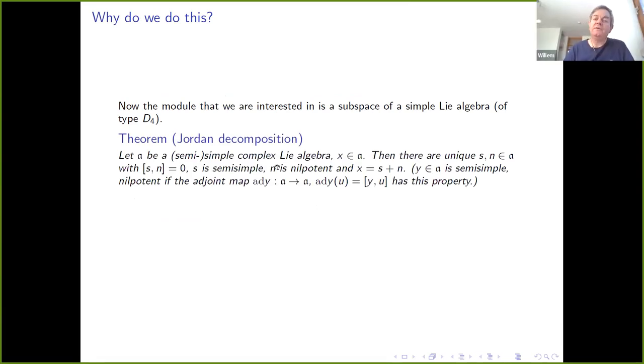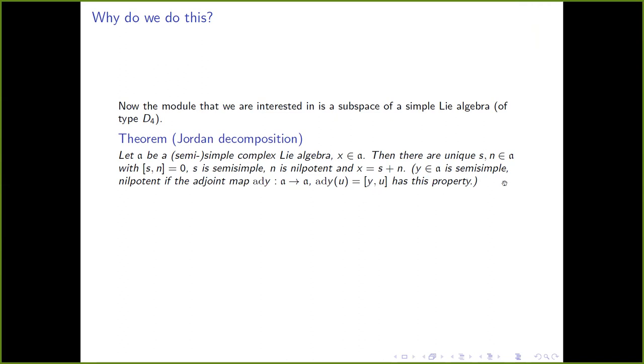And the big thing is, this is a very classical fact, that in simple Lie algebras in characteristic zero, you can do Jordan decomposition. That means that if you have an element of the Lie algebra, there are unique semi-simple and nilpotent elements such that X is the sum of them and the S and the N commute. And just to remind you, an element is called semi-simple if the adjoint map, which is just left multiplication by the element, is semi-simple, and the same thing with nilpotent.